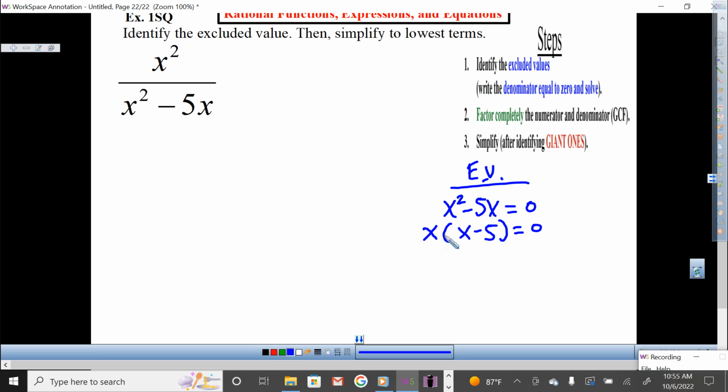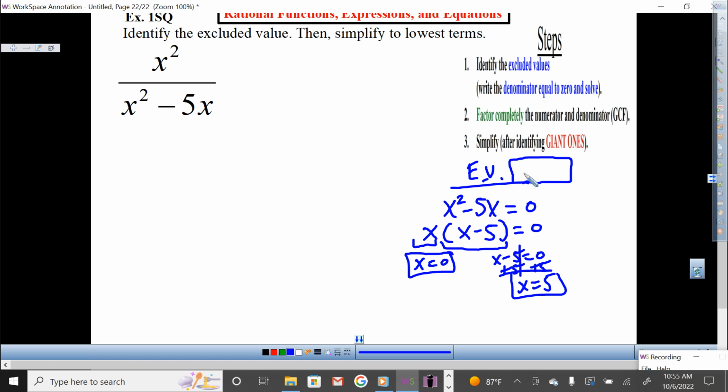What do I do next? We have this times this equal to 0. So what do I write? x equal to 0 and x minus 5 equal to 0. So this one's already solved. This one, plus 5, plus 5, x equals 5. So now we have two excluded values. What are they? 0 and 5. All right? We're done with excluded value.